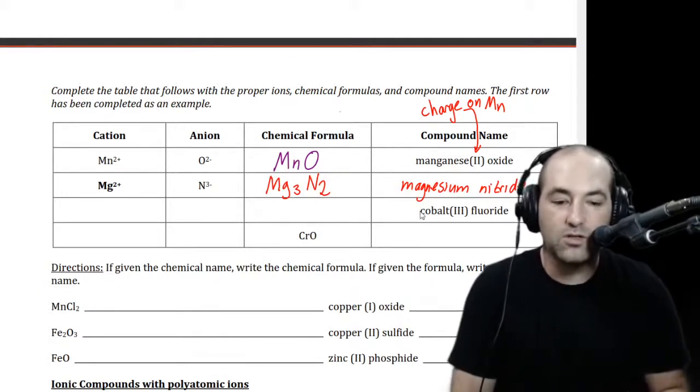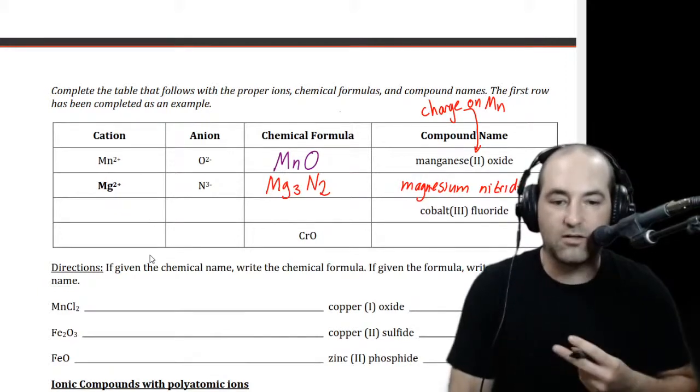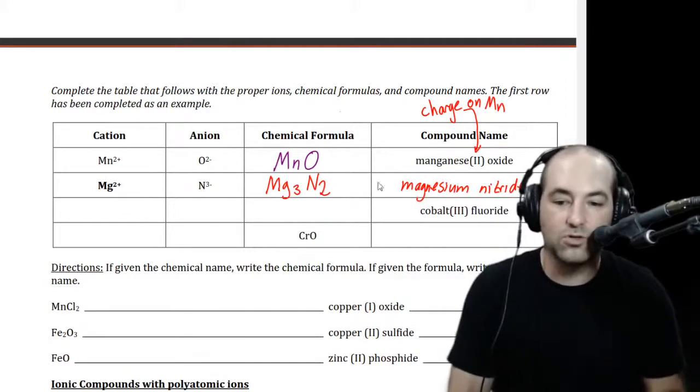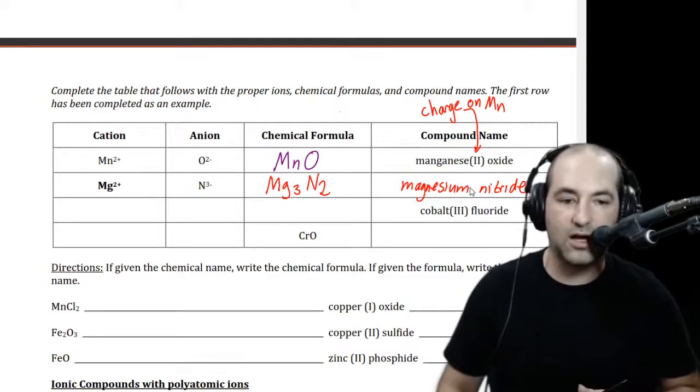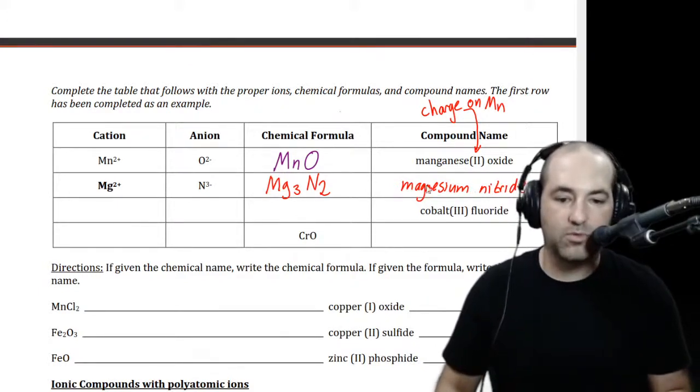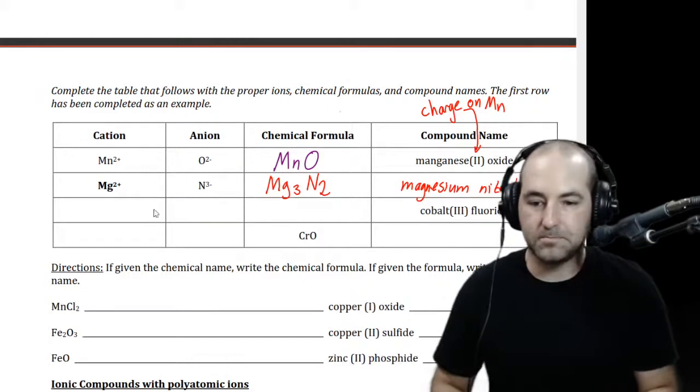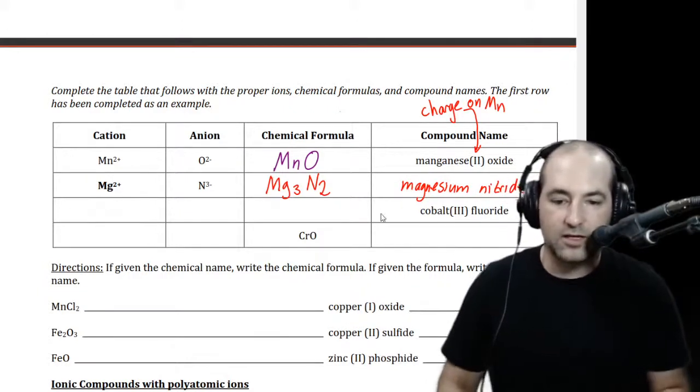So if we were to use the parentheses, we would call this magnesium (2) nitride, not 3, but magnesium (2), because the charge is +2. But because of where it is in the periodic table, because it has a predictable constant charge as an ion, we don't actually put anything in parentheses there.